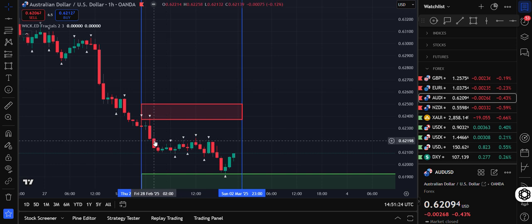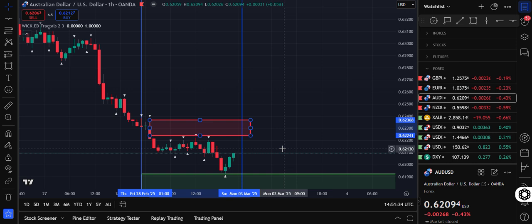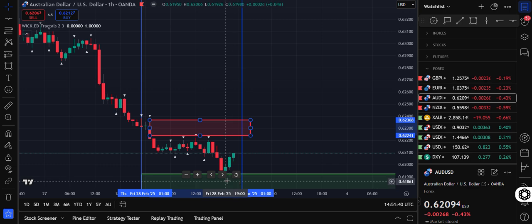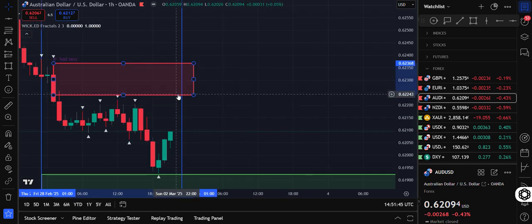We do have a bit of resistance here as well. I have put that quite high, but this is the more obvious resistance. I'm actually going to move that down, to be honest. So we'll be looking to see if we can break this 62.2 area before we look at where we're going next, because we might get a pushback down. This movement here, 62.2 down to here, is only 20, 30 pips.